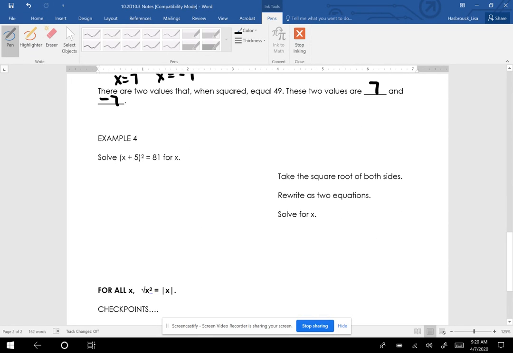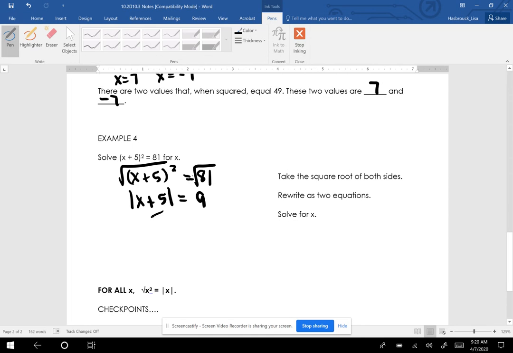Okay, for this next example, x plus 5 squared equals 81. It's okay that there's a quantity inside a squared. We still can't take anything out of this until we get rid of the squared. So we're going to square root both sides. Now this whole thing becomes the absolute value. So absolute value of x plus 5 equals 9.